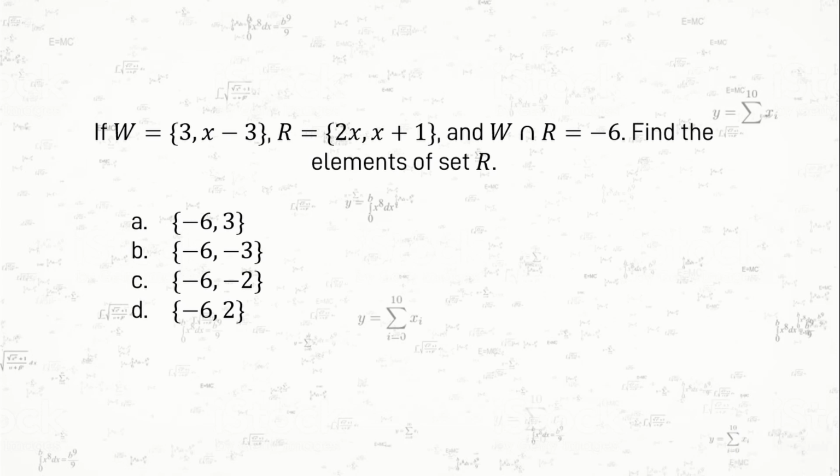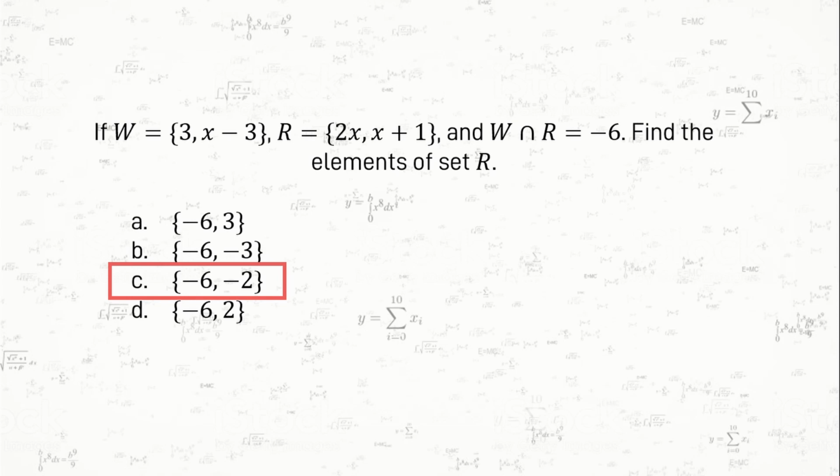The correct answer is letter C, negative 6 and negative 2. Take note that in the problem, the intersection of W and R is equal to negative 6. Therefore, it is just right to conclude that one of the elements of W, which is x minus 3, must be equal to negative 6.